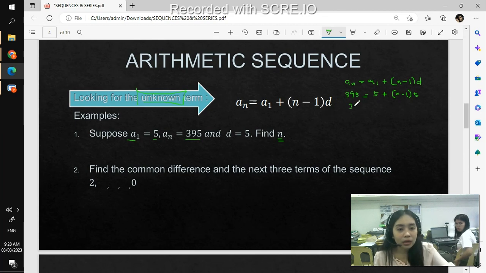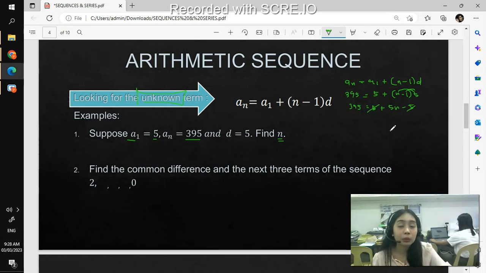Okay, so we have 395 is equal to 5 plus, let's distribute. So n times 5, that gives us positive 5n. Negative 1 times 5, that gives us negative 5. So we are to subtract this one. It will give us 0. Now, the only thing that's left is 5n and 395.